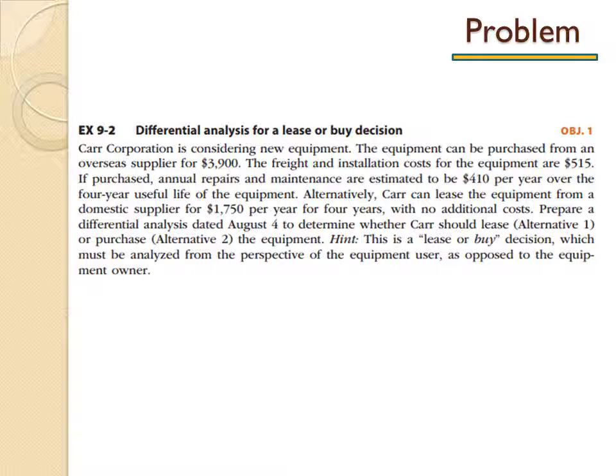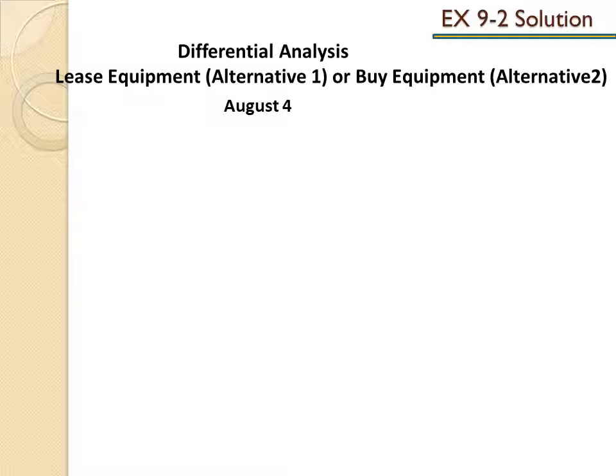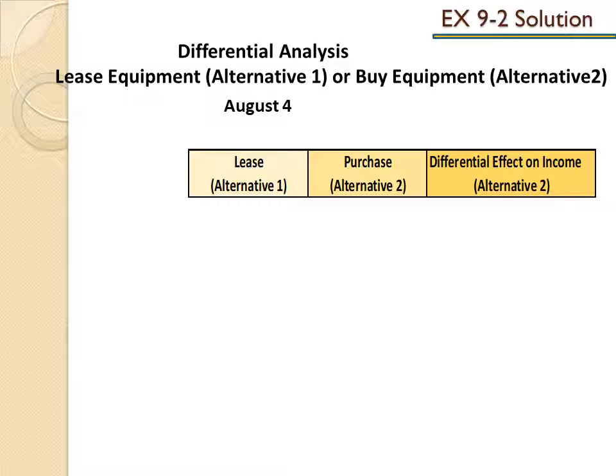So, our task is to prepare a differential analysis dated August 4 to determine whether CAR should lease or purchase the equipment. Take note that this is a lease or buy decision, so the perspective should be on the equipment user, as opposed to the equipment owner. Let's answer EX9-2 for Car Corporation. So we have two alternatives. Alternative 1 is to lease the equipment, and alternative 2 is to purchase the equipment.